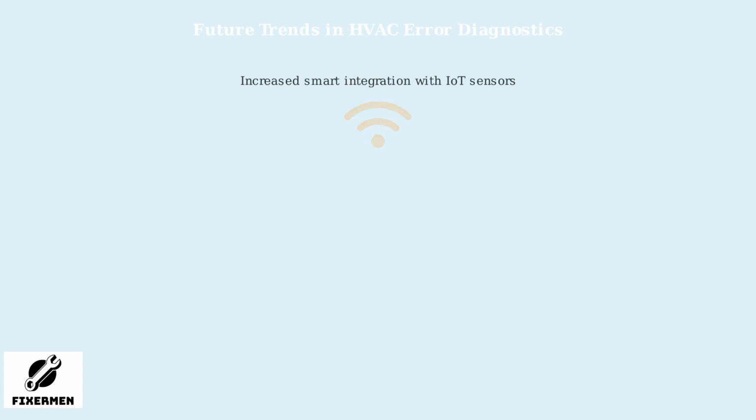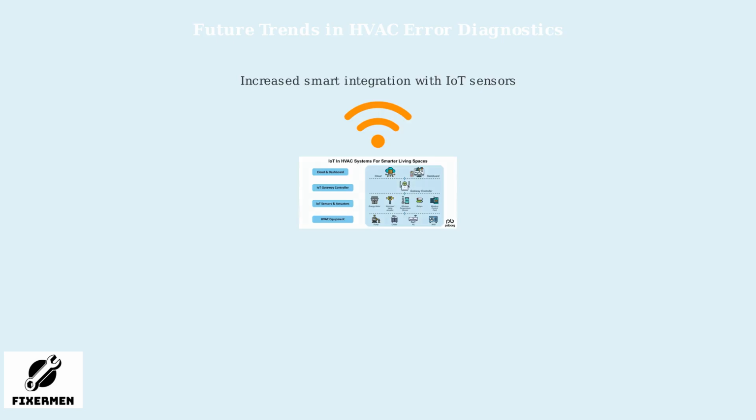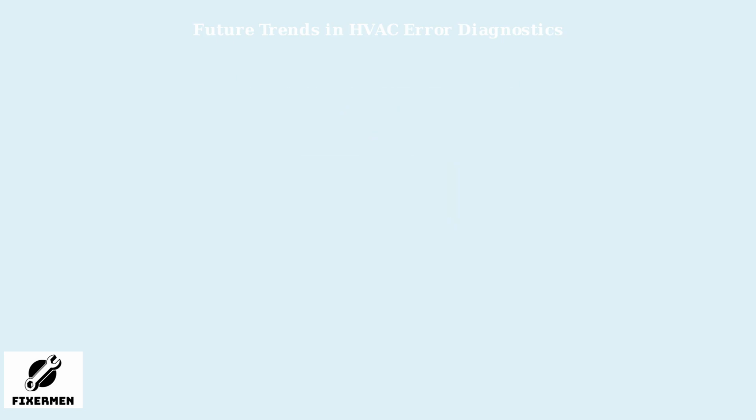The future of HVAC diagnostics involves increased smart integration and predictive analytics. IoT sensors continuously monitor components like fan RPM in real time, reducing false positives by providing accurate data instantly. Machine learning algorithms analyze sensor data to predict fan failures up to 30 days in advance, enabling preventive maintenance and minimizing emergency repairs. Advancements in brushless DC motors offer higher efficiency and reliability compared to traditional motors, potentially reducing error occurrences through better performance and durability.